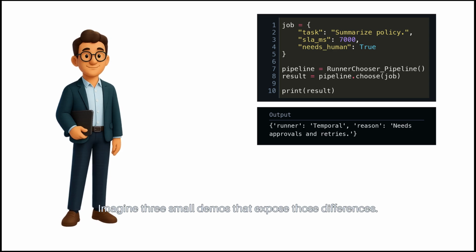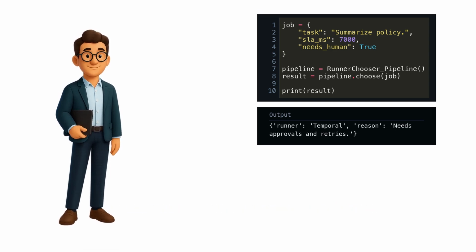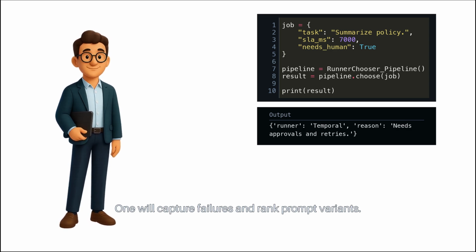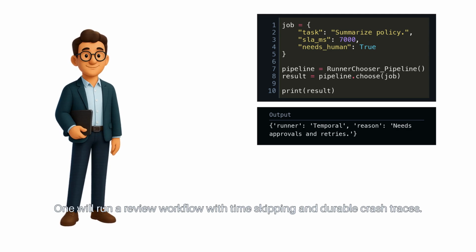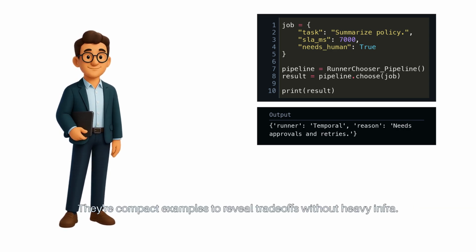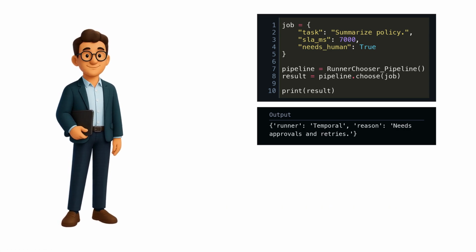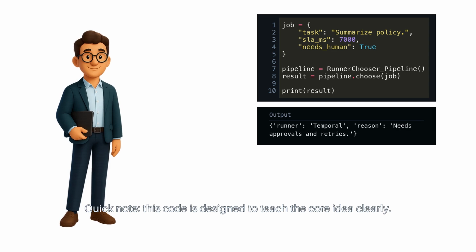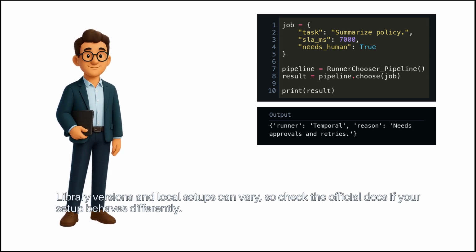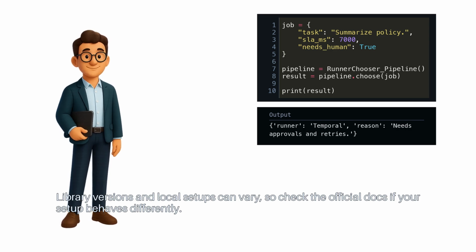Imagine 3 small demos that expose those differences. One will log prompts after the request returns. One will capture failures and rank prompt variants. One will run a review workflow with time skipping and durable crash traces. They're compact examples to reveal trade-offs without heavy infra. Quick note: this code is designed to teach the core idea clearly. Library versions and local setups can vary, so check the official docs if your setup behaves differently.